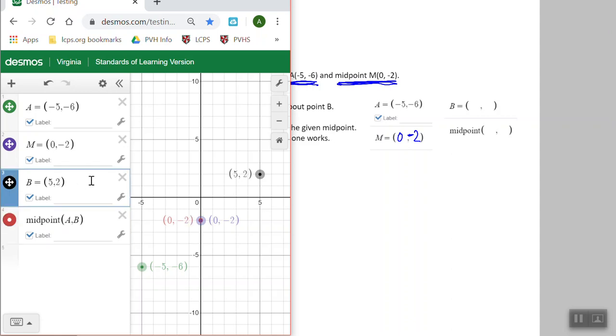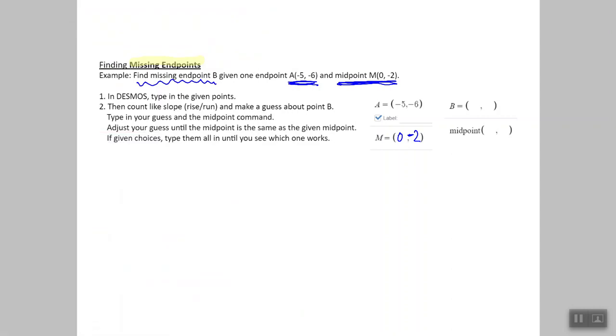Notice that point fell exactly on top. See what would happen if I guessed incorrectly and I thought it was 5, 3? Now the point that they gave me as the midpoint is not exactly on top of the original midpoint from the problem, so I know I'm wrong. If I'm given choices, I can keep typing in the choices until I get the one that is exactly in the same spot. Let's write this information in our notes.